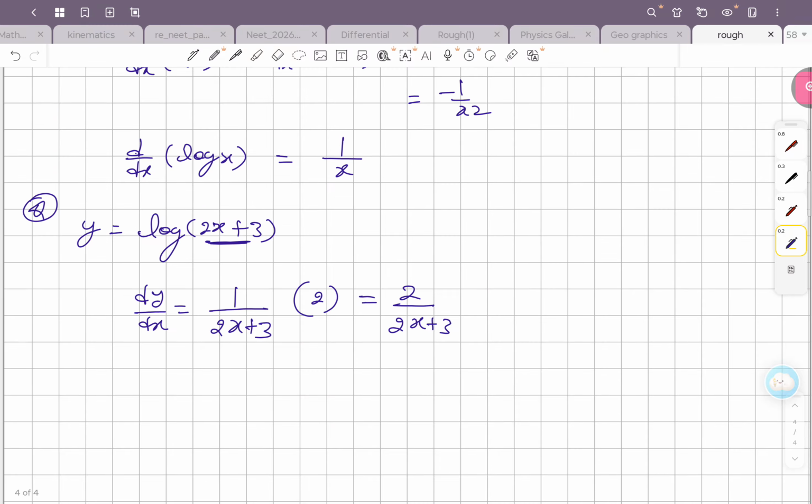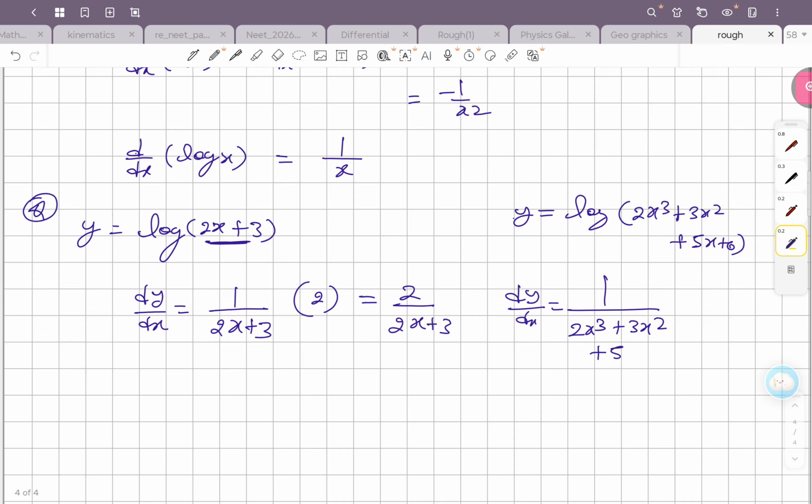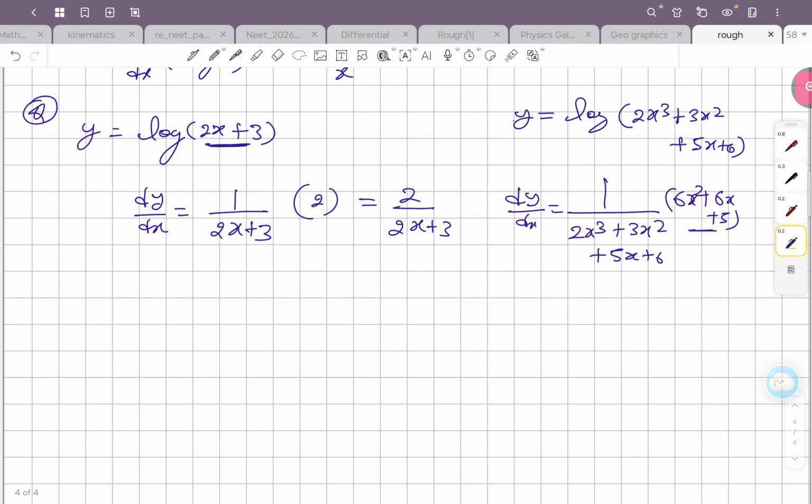Now you can check for log(2x³ + 3x² + 5x + 6), how can we do it? dy/dx equals 1 over (2x³ + 3x² + 5x + 6), and the differentiation of the inside is 6x² + 6x + 5. Understand everyone? So we can do it like that.